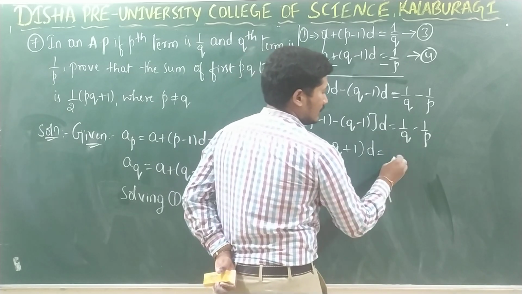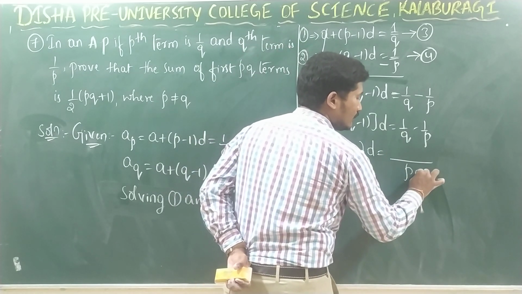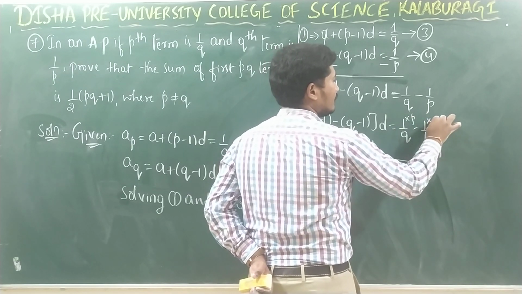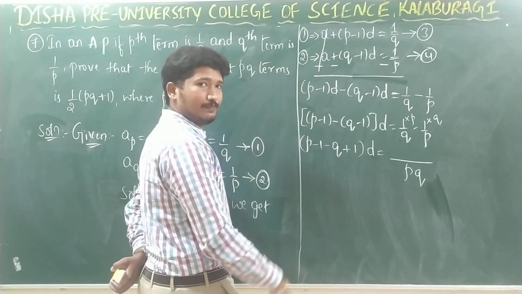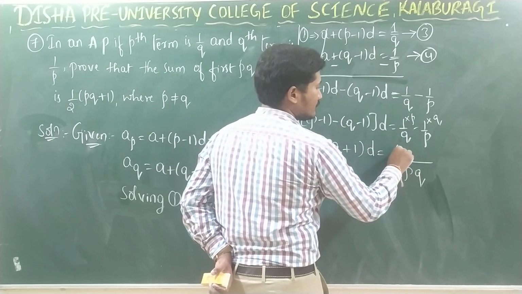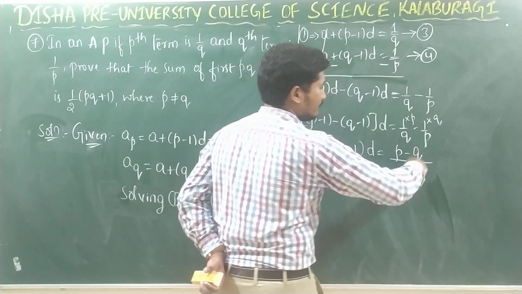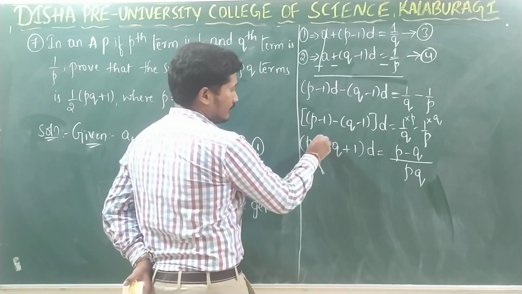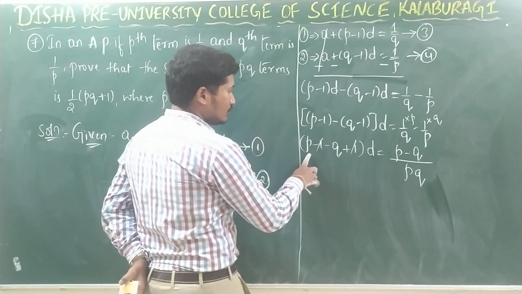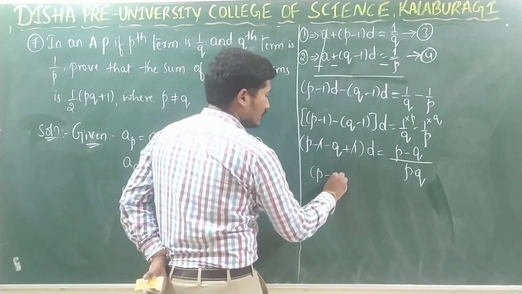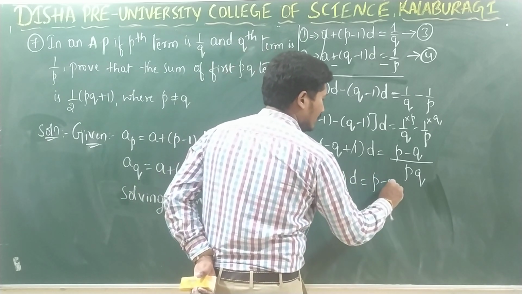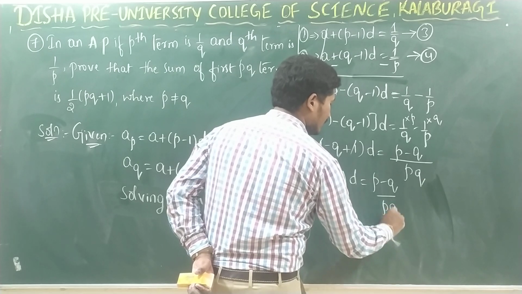See here, the LCM will be p into q. Here we are remaining with p, and here we will need q. So 1 into p is p, 1 into q is q. I can also write that equation like this. See here, minus 1 plus 1 get cancelled. So the remaining thing is (p minus q) into d is equal to (p minus q) divided by pq.